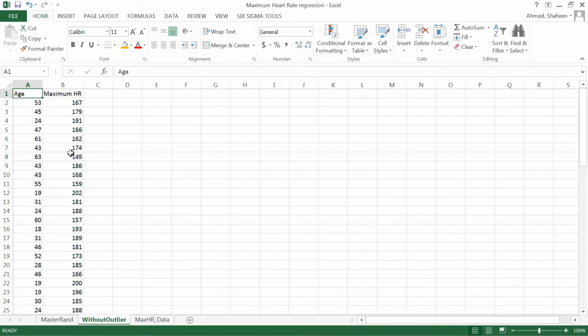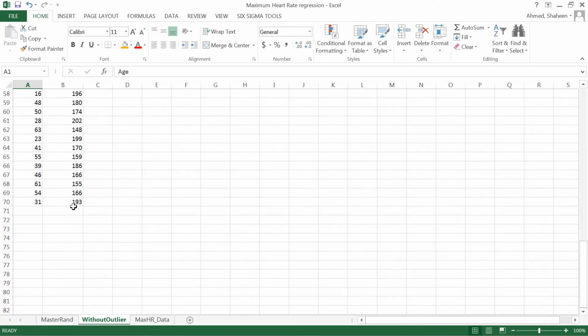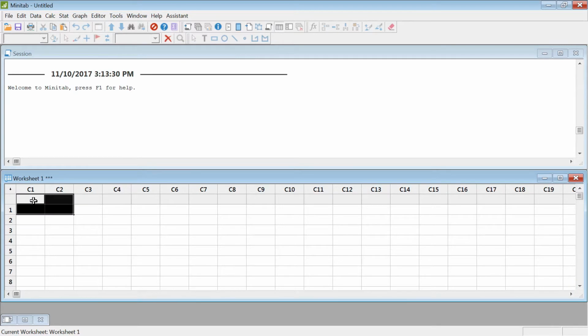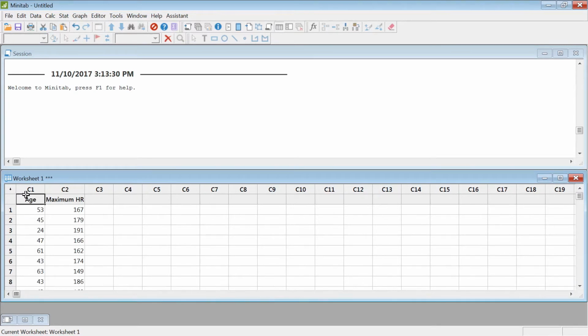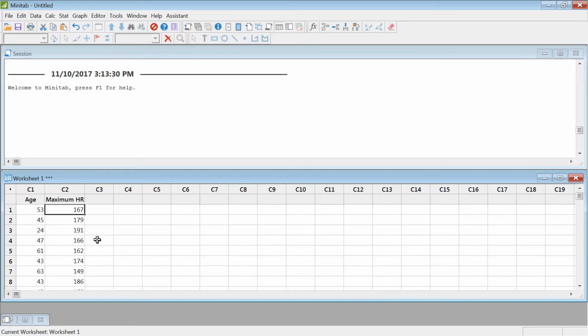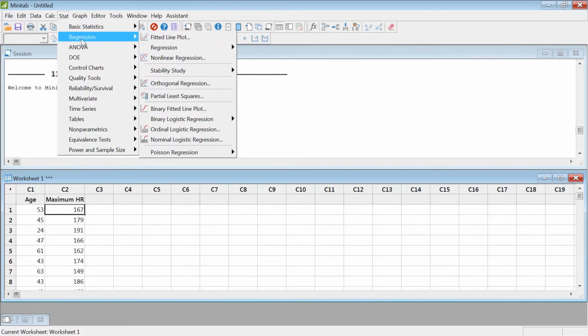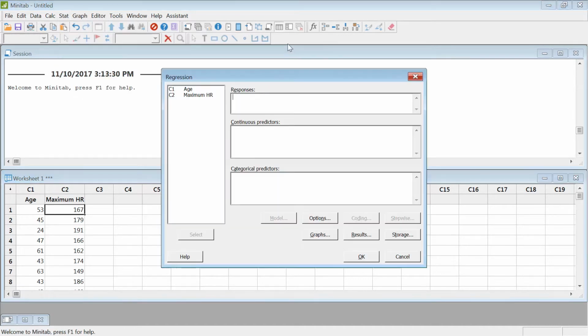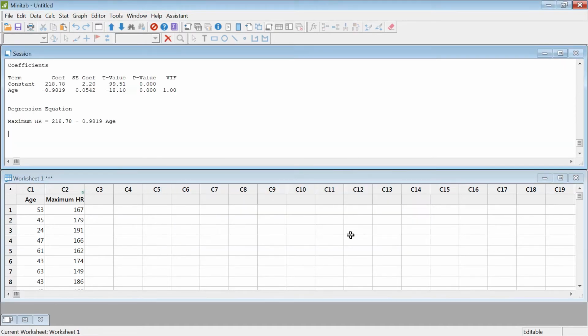So here is the age and maximum heart rate data that I have collected from 69 people. I'm going to copy that data and put it in Minitab, just age and the maximum heart rate. So what I'm trying to see is, can we predict the maximum heart rate of an individual by their age? So if we go to Stat, Regression, Fit Regression Model, the response is the maximum heart rate, the continuous predictor is age, and then just hit OK.